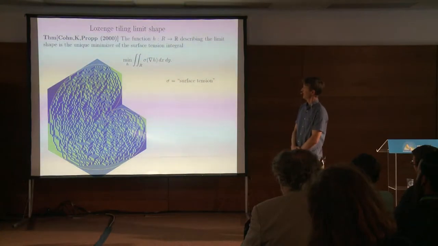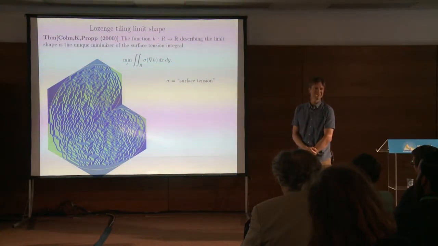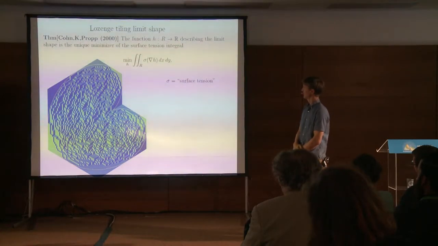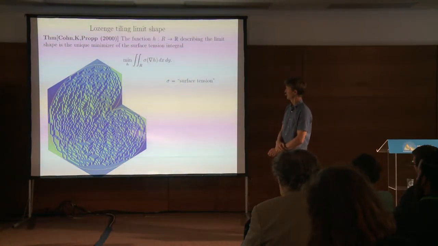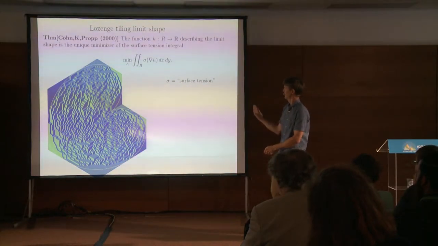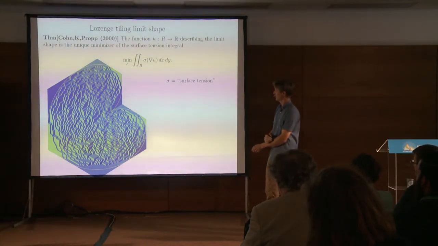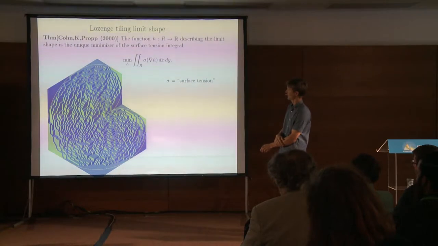One interesting feature of this model is that when you solve this equation, you don't get an analytic solution. The solution is only sort of piecewise analytic, and you can see that in this figure near the corners of the figure. You only see one color of tile. That means all the tiles are aligned near the corners.